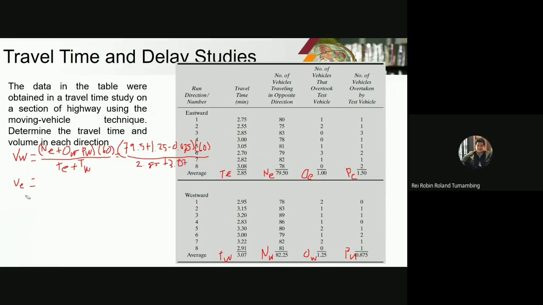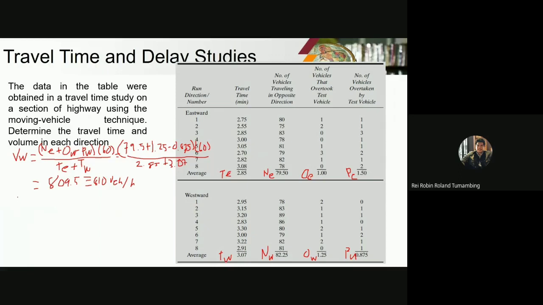Okay, so this VW is equal to 809.5 or equal to 810 vehicles per hour. Okay, so meaning yung volume mo going westward is approximated 810 vehicles per hour.